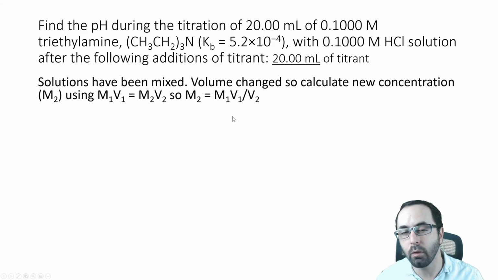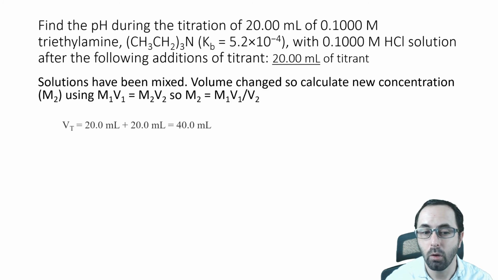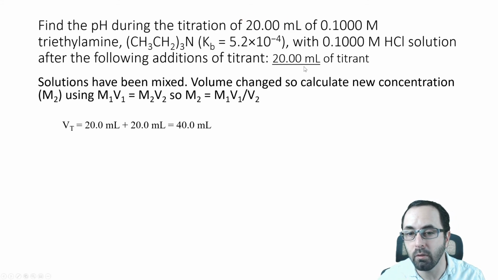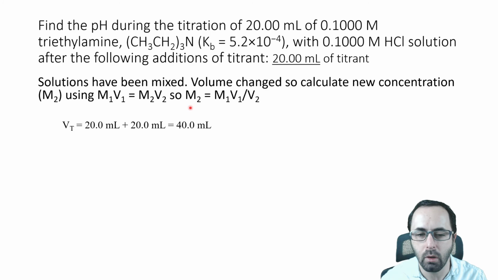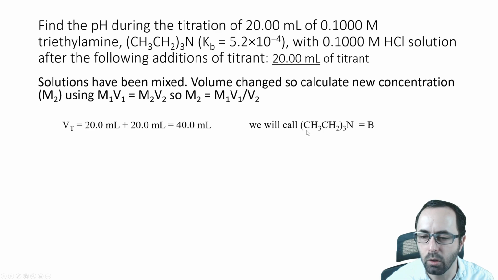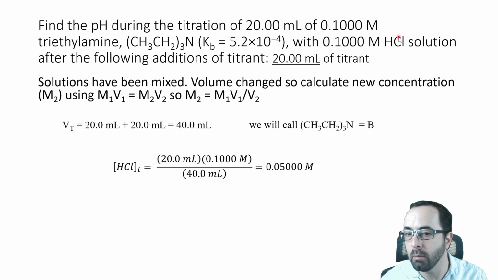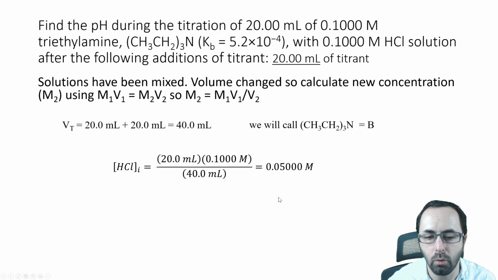The solutions are being mixed, so I'm going to do like I usually do and determine the concentrations of each after they have been mixed. So our new volume is 20 milliliters of our base solution plus 20 milliliters of our acid solution, for a total of 40 milliliters of solution. We're going to call the base B here. So our concentration of HCl will be its initial volume, 20 milliliters, times its initial concentration, 0.1 molar, divided by the final volume, 40 milliliters. 20 divided by 40 is 1/2, so 1/2 of 0.1 molar is 0.05 molar.